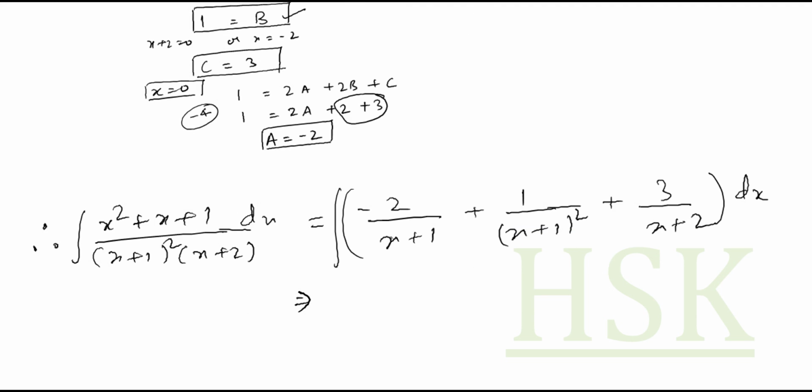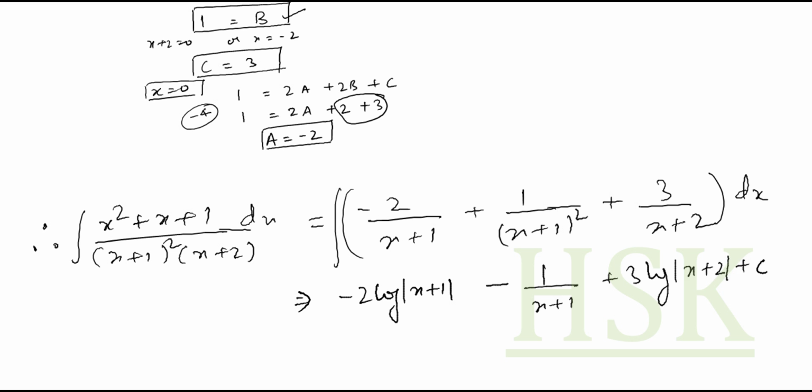So to print the final answer, this would be equal to minus 2 log of (x plus 1) minus 1 upon (x plus 1) plus 3 times log of (x plus 2) plus c. So this is our required answer.